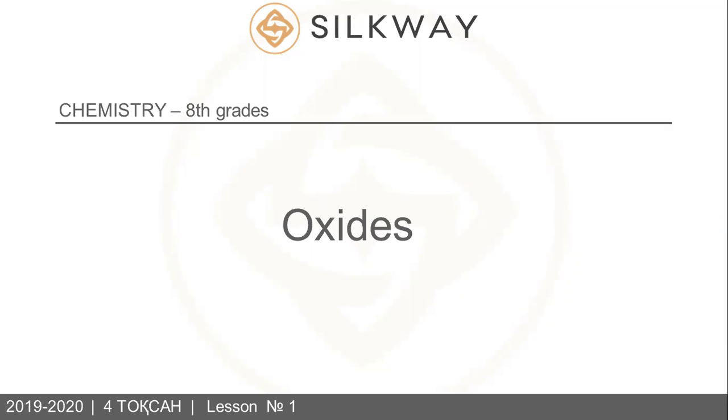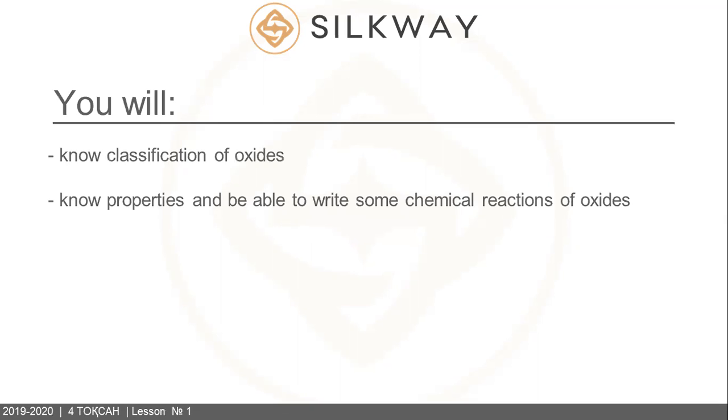We are starting a new chapter in inorganic compounds. There are 4 classes of inorganic compounds: oxides, bases, acids, and salts. Today's lesson is about oxides. After this lesson, you will know the classification of oxides, know their properties, and be able to write some chemical reactions of oxides.